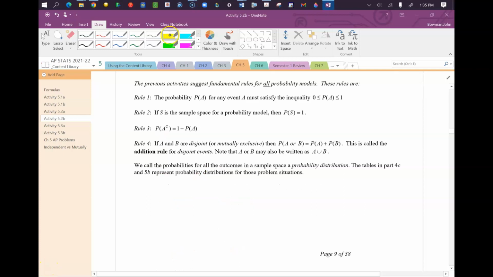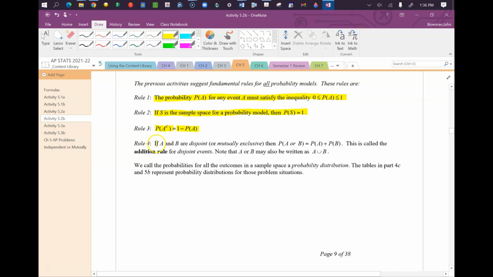So even though you're probably familiar with these probability rules from previous math classes, I'm going to review them now. And the previous activities suggested these, that the probability of any event has to be a number from 0 to 1 inclusive. Could be 0, could be 1. The probability of the sample space occurring is equal to 1. And the probability of the complement of an event is 1 minus the probability of the event.